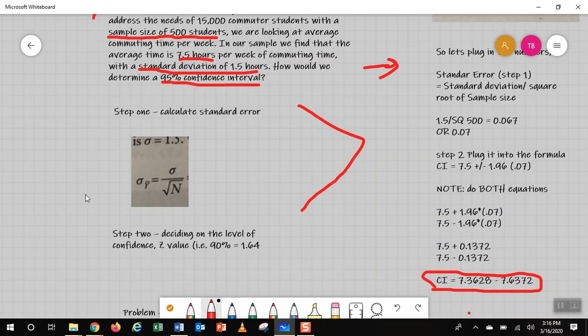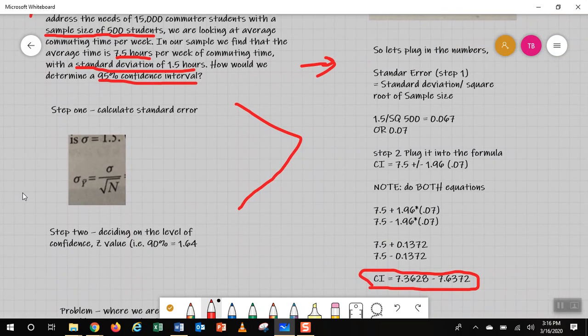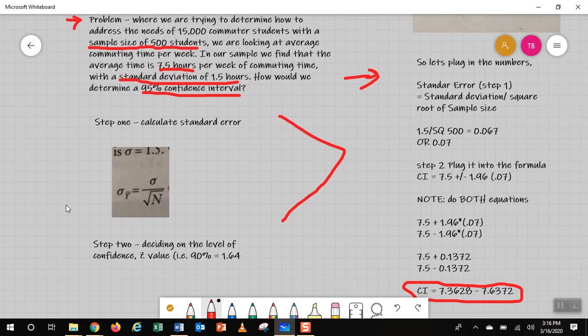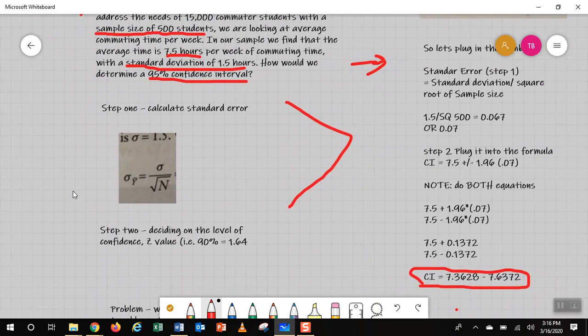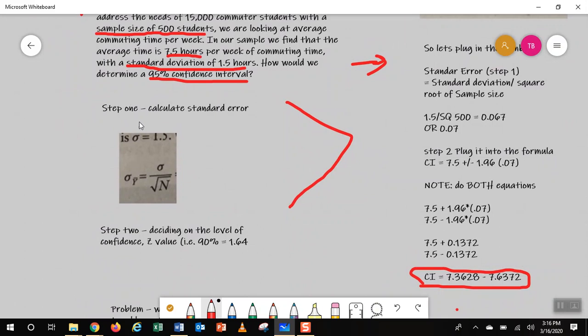And again, I'll go through the different steps, and then we'll look at how to plug it into the equation. And of course, pause if you need to. So step one, calculate the standard error. It's a really simple formula. It's just right here. This little symbol that I'm going to circle is the symbol for standard error. That one's important because that's what we're going to be plugging into the second part.